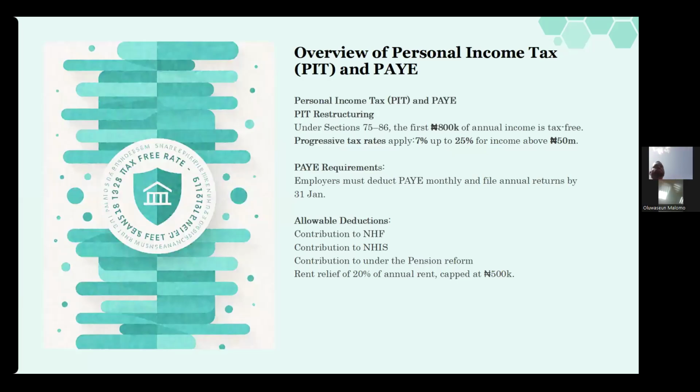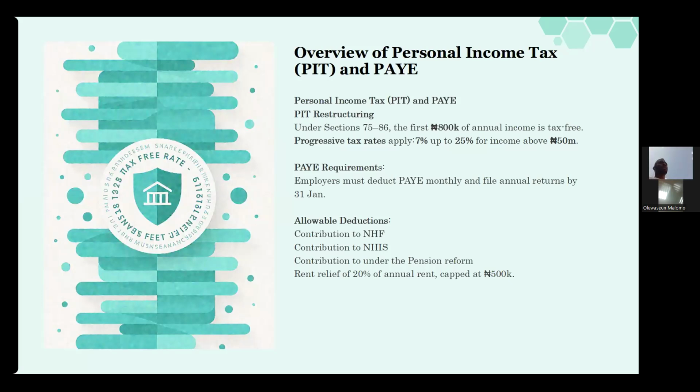Say your annual rent in a year is 1 million. Now, 20% of 1 million is 200,000. So that 200,000 is allowed for you to deduct before calculating your personal income tax. Now, in the case of someone whose annual rent is 6 million, what is 20% of 6 million? 20% of 6 million is 1.2 million.